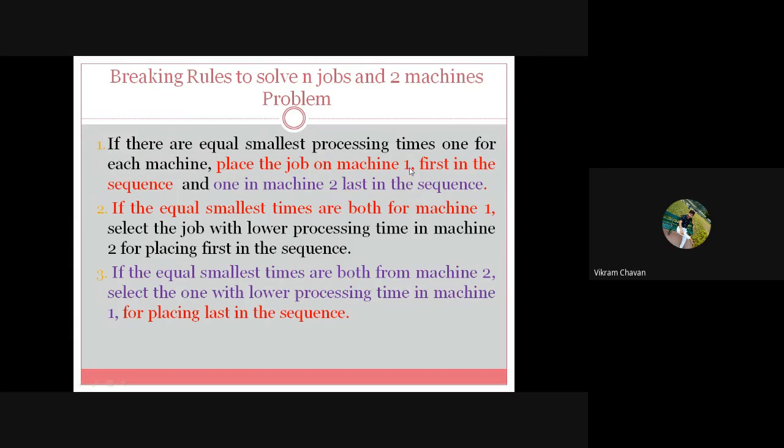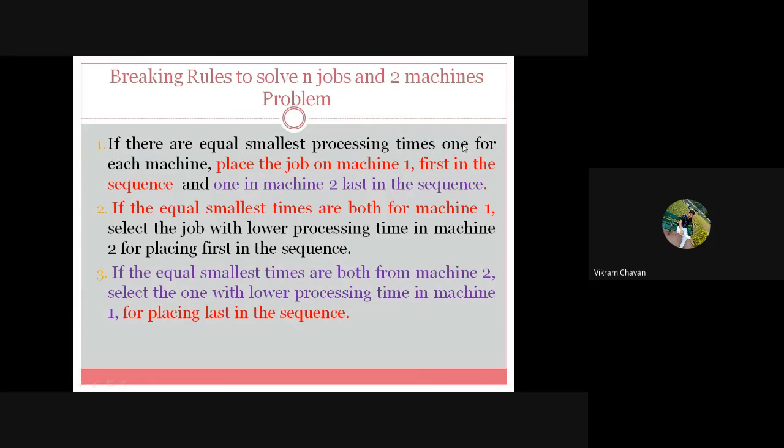कारण की जर स्मॉलेस्ट प्रोसेसिंग टाइम मशीन 1 च्या रिलेटेड असेल तर त्या केसमध्ये आपण त्याला फर्स्ट प्रायोरिटी देतो आणि स्मॉलेस्ट प्रोसेसिंग टाइम जर मशीन 2 च्या रिलेटेड असेल तर त्याला आपण शेवटची प्रायोरिटी देतो इन द सिक्वेन्स. ओके, लास्ट प्रायोरिटी देतो इन द सिक्वेन्स. So that point is nothing but this point.